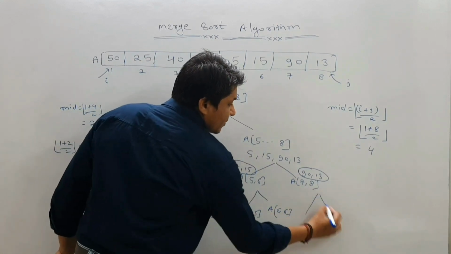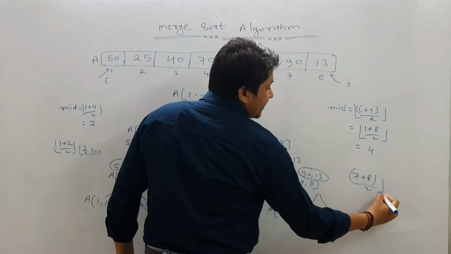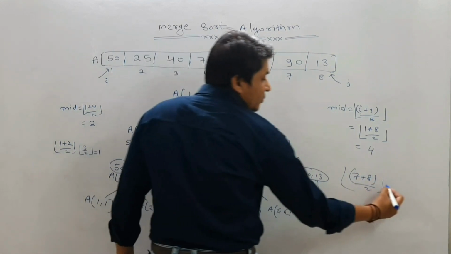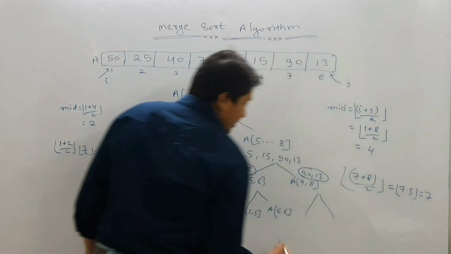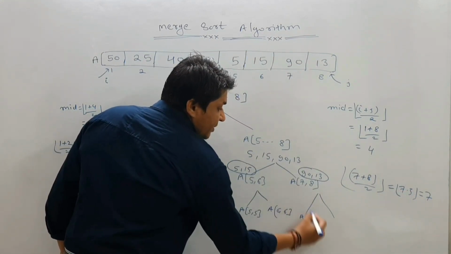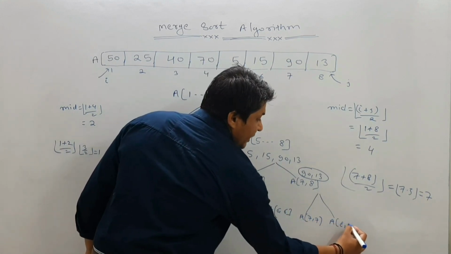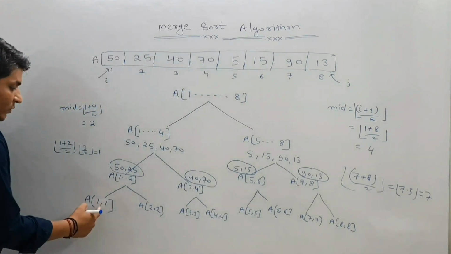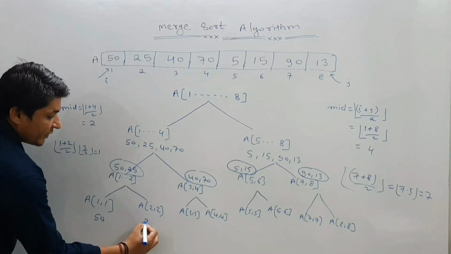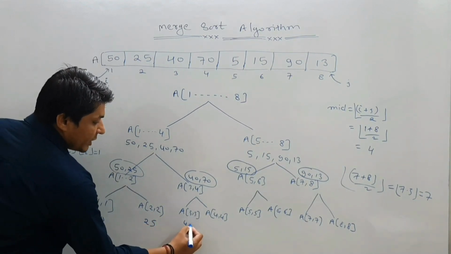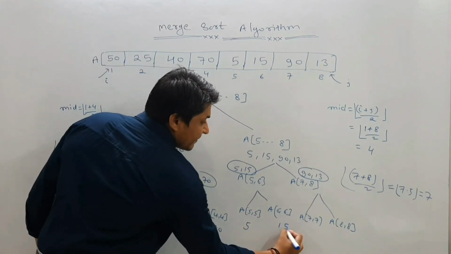Now let us calculate the mid also in this. 7 plus 8 divided by 2 and take the floor value. 7 plus 8 is 15, divided by 2 is 7.5, and if you take the floor value, it is going to be 7. So one array would be from 7 to 7 and another array would be from 8 to 8. Now 1 comma 1 contains 50. Now this 2 comma 2 contains 25. Now it contains 40. It contains 70. Now it contains 5. Now it contains 15. Now it contains what?